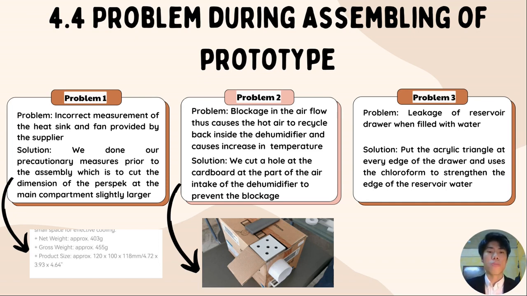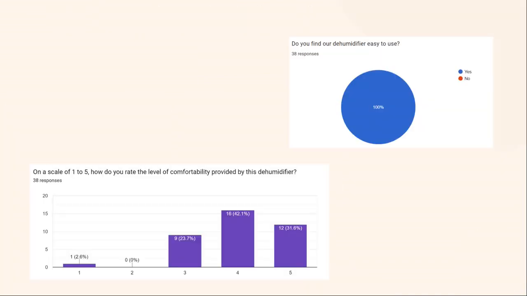We solved the problem by cutting a hole in the cardboard at the part of the air intake. Finally, we solved the leakage problem by putting an acrylic triangle at every edge of the reservoir and used chloroform to strengthen the edge of the reservoir.